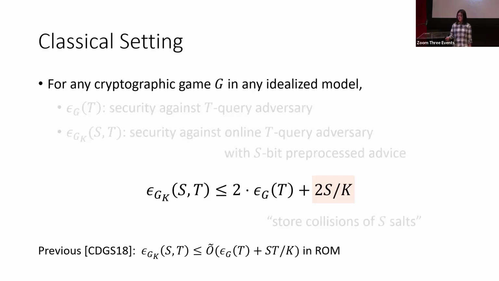Apart from the tightness, our result works in any idealized model, including random oracle model, random permutation model, or any distribution of oracles. We also have a very clear lower order term here, with just a constant factor of 2 compared to the previous result. So actually, our result can handle very small regimes of S over K and might be useful for some analysis in practice.